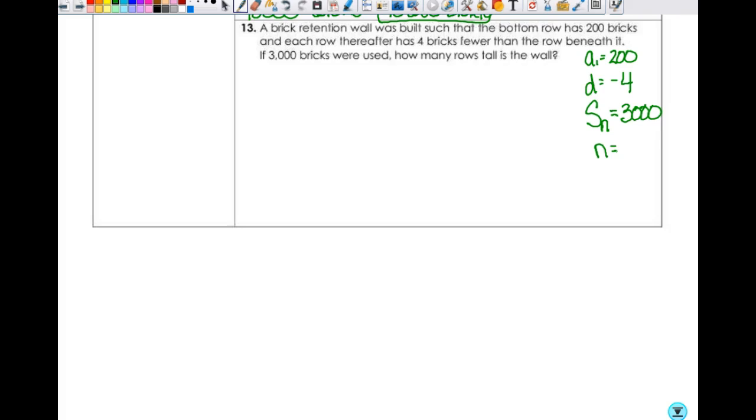So what I have then is this S of n, I'm going to write this down over here, equals n times A1 plus AN over 2. That's our rule, right? So I'm going to substitute in what I know. I know the sum, it's 3,000. That's equal to n, which I don't know, times A1, which is 200, plus AN. I don't want to write AN here though, because then I'd have two variables, but it's all going to be over 2.